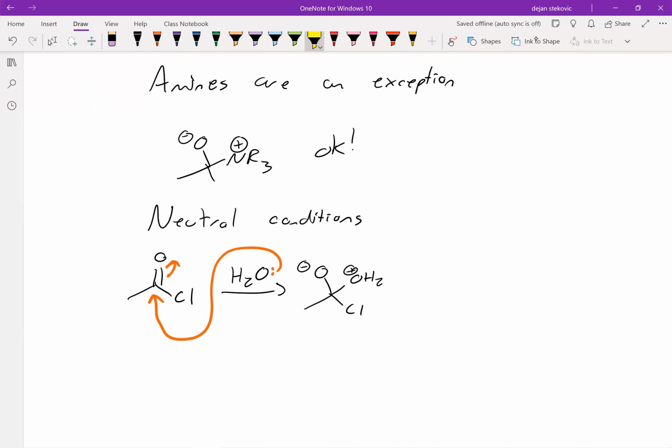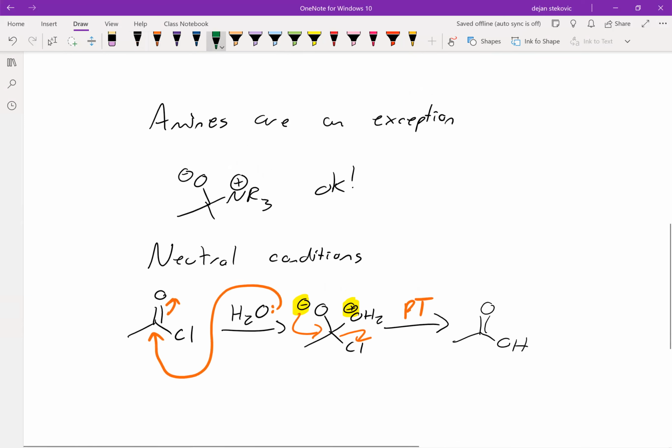And what you'll notice here is that on this next step, we have both a positive and a negative charge. That's okay because we're in neutral conditions. We're not on the extremes of either end. And then this one just kicks back down and then kicks off our chlorine. Then we do one more proton transfer to deprotonate that OH2 into an OH, and we end up with a carboxylic acid. So when you're not at the extreme end, using a nitrogen nucleophile or using an acid chloride, you can have both positive and negative charges.